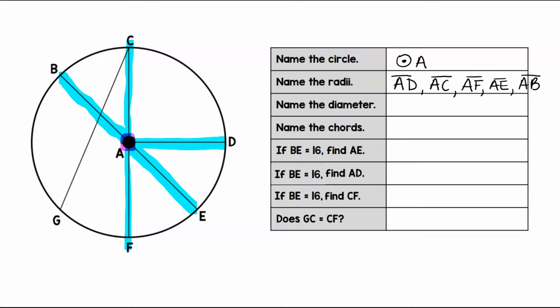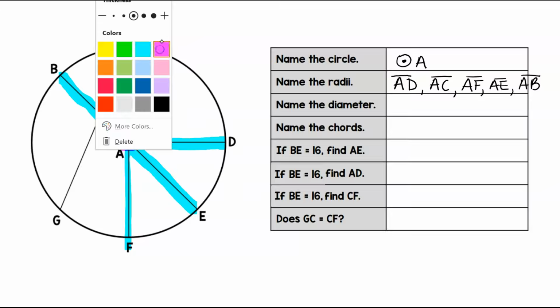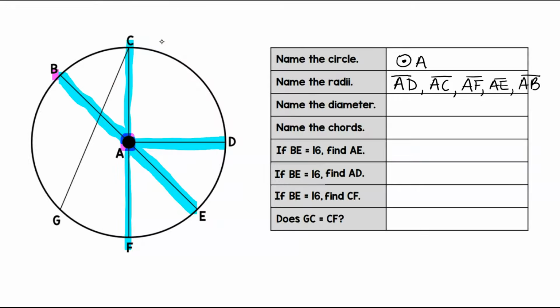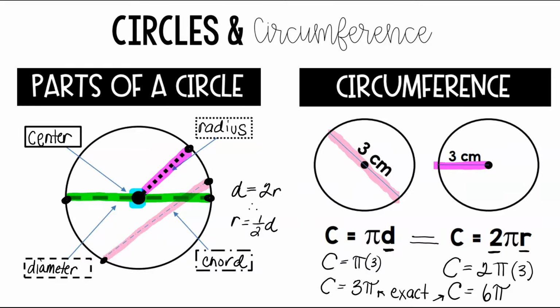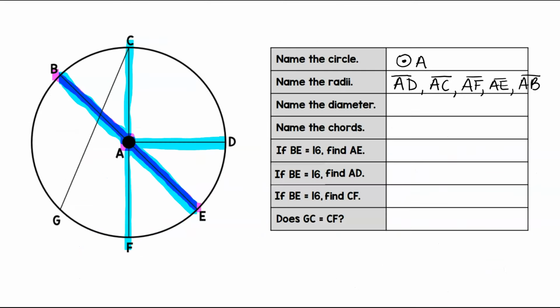Name the diameter. There are a few diameters in this circle. The definition of a diameter is that it needs to start on the circle, pass through the center, and hit another point on the circle. So there's one of them. That is diameter BE. There's another one here. Starts on the circle at C, goes through the center at A, and ends up back on the circle at F. So that would be diameter CF.